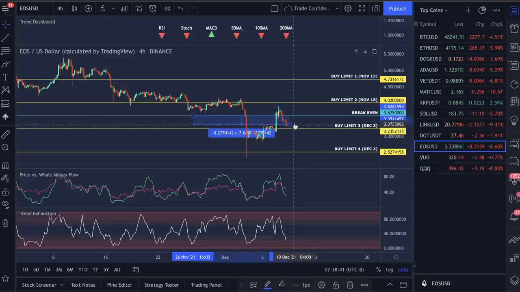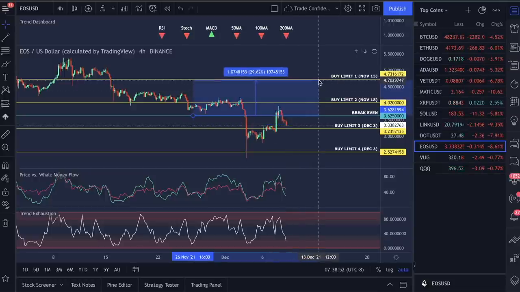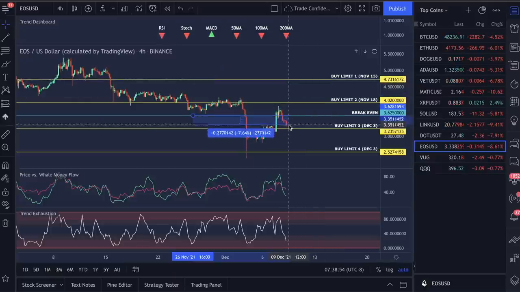Full disclosure, the current trade that I'm in is currently down 7.64%. So I want to be honest about that. I'm waiting for this to come back into the profit and get up to about this buy limit here. And then I'll probably take 25 to 50% exit. That will give us about 30% profit on EOS.